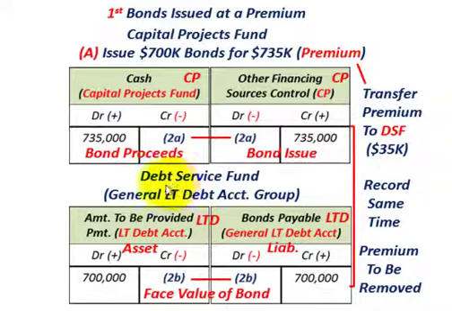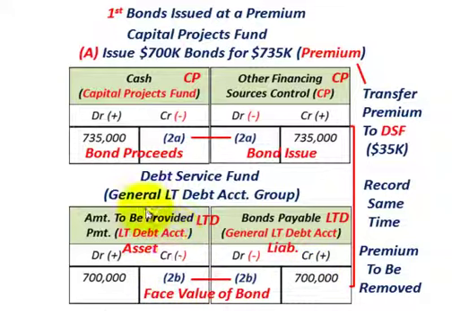Okay, and then moving down to our general long-term debt account group. This is where we're going to have the account amount to be provided for the payment of this long-term debt. So we would debit that for $700,000. That's the principal amount we're going to have to pay on that bond. Then the credit goes to bonds payable, again under the general long-term debt account group. Credit that for $700,000.